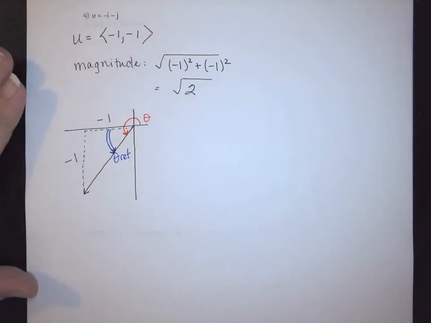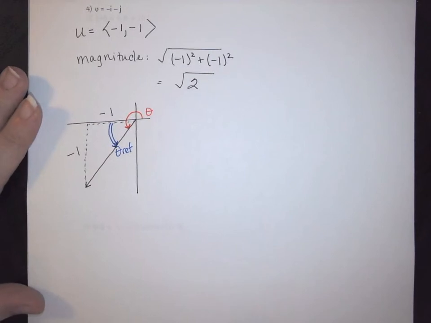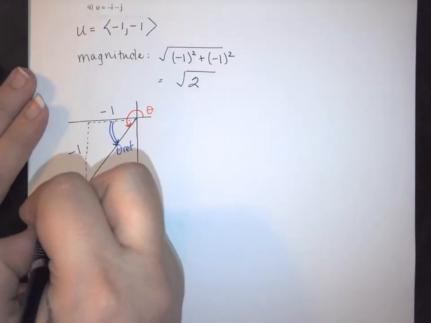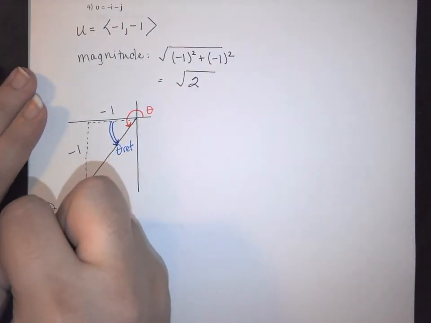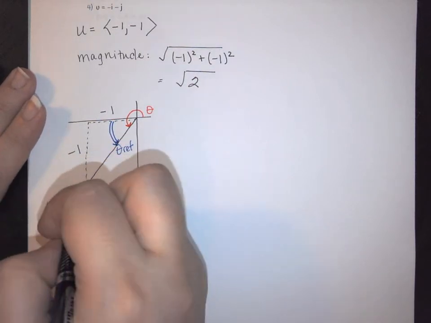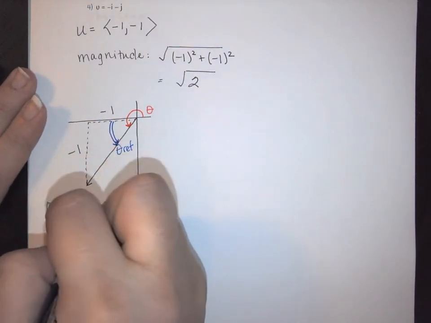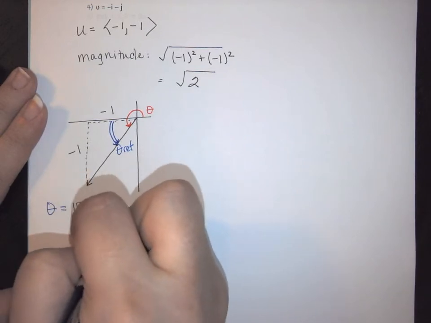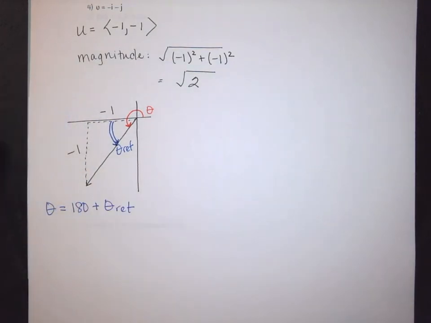However, to get there, I have to be able to recognize or use my angle of reference. Because we are in the third quadrant, what we have to remember is that your angle is going to be 180 plus your angle of reference, and that's going to give you that direction angle. Okay, so let's go ahead and find that reference.